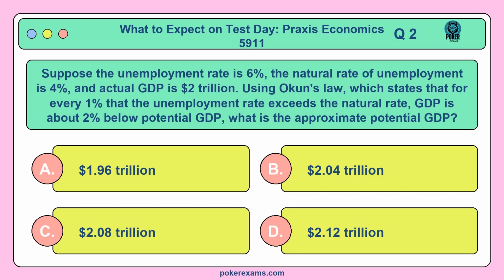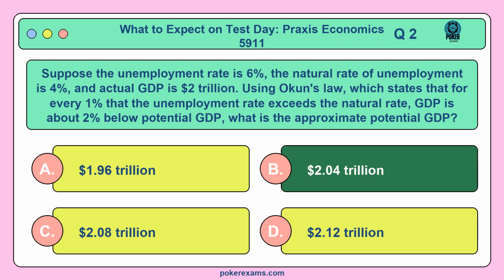Question 2. Suppose the unemployment rate is 6%, the natural rate of unemployment is 4%, and actual GDP is $2 trillion. Using Okun's law, which states that for every 1% that the unemployment rate exceeds the natural rate, GDP is about 2% below potential GDP. What is the approximate potential GDP? Is it? Option A. $1.96 trillion. B. $2.04 trillion. C. $2.08 trillion. Or D. $2.12 trillion.